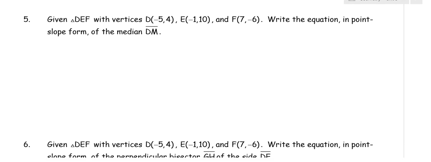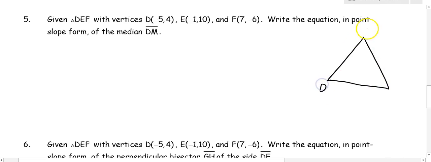Now in number 5, we're going to do the median. So we're again going to draw a triangle. So we have D, E, and F, and we're going to label the points so we don't have to go back and look in the problem for the numbers. It says that DM is a median. So from D to M is going to be the midpoint of the opposite side and split into two congruent parts.